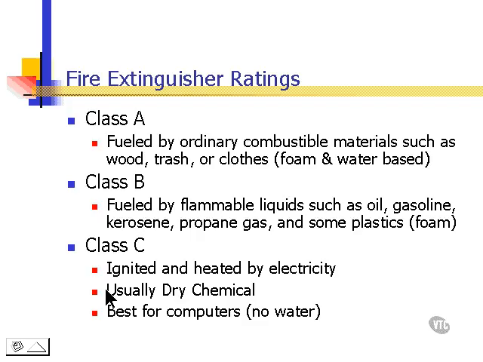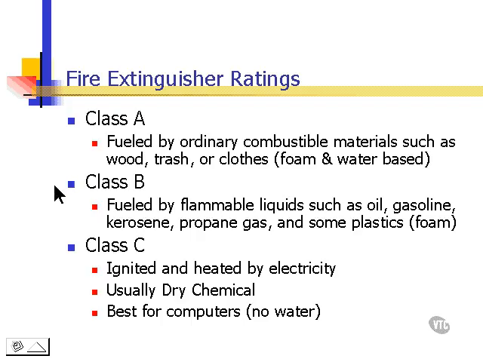Fire extinguisher ratings are in classes. A Class A fire extinguisher is suitable for a fire that is fueled by ordinary combustible materials like wood, trash, or clothes. These types of fire extinguishers are usually foam and water-based.